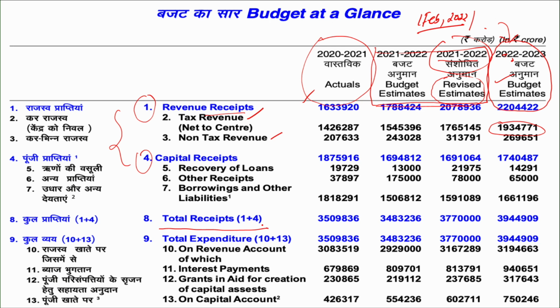So what are the total receipts of the government of India? If you look at it, that's around 39,44,909 crores. Okay, so then comes the total expenditure on the revenue account. So on the recurring account, out of the recurring account, what amount of money is the government spending upon the interest payments for this year? If you look at it, this is the amount the government is spending upon the interest payments this year. Then comes grants in aid for creation of capital assets.